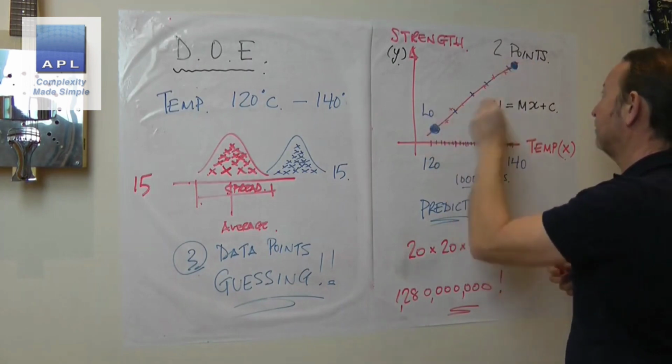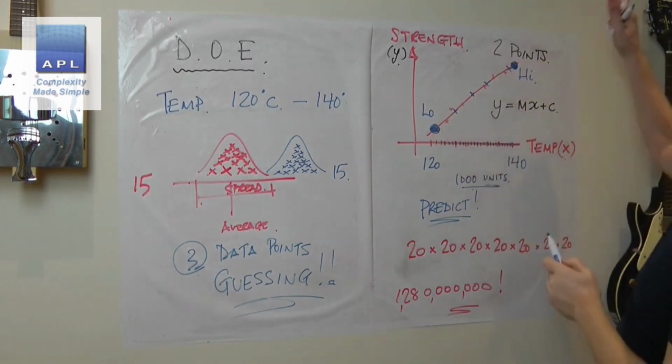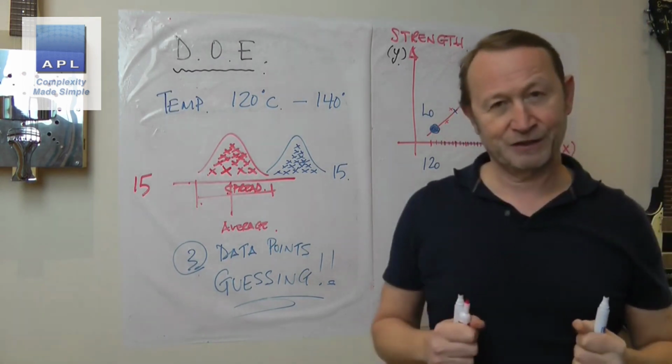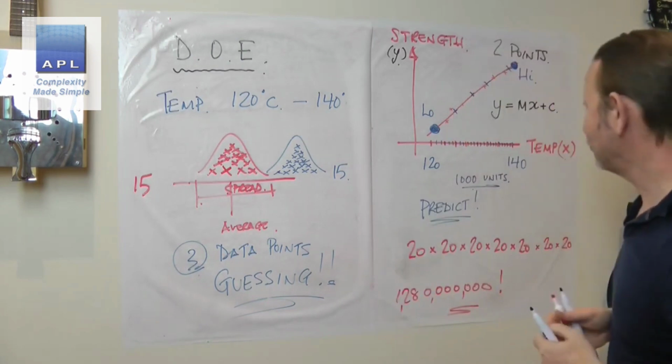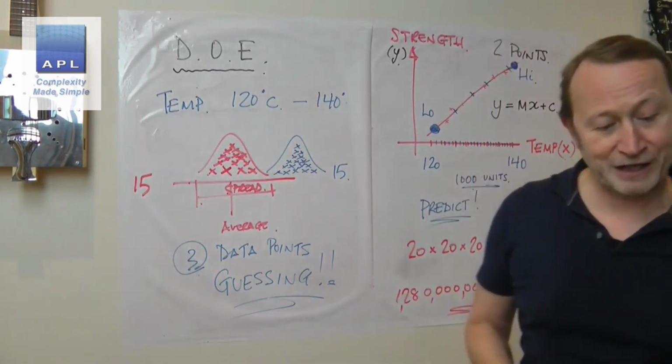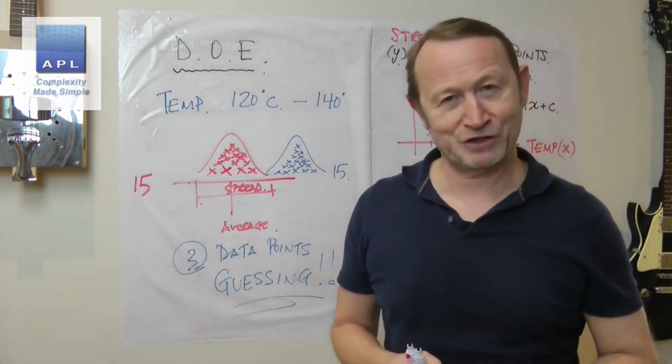Well, I'd go low and I'd go high, and I could predict the rest of that line. Very simple, isn't it? So let's just clear the board off a second so I can get a little bit more space, and we'll add some more variables to this diagram.